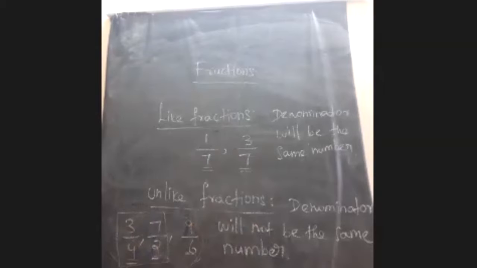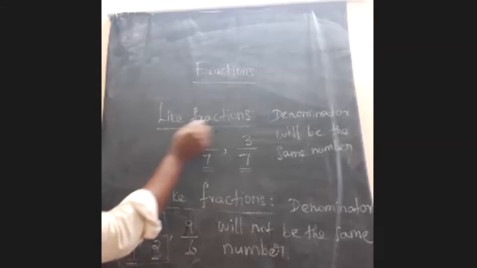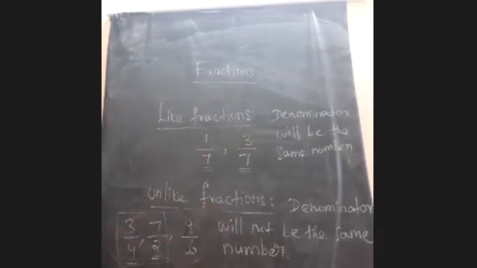Okay. So if you want to say two or more fractions are like fractions, those denominators should be the same. If you want to say two or more fractions are unlike fractions, then the denominators will not be the same. That means the denominators will differ from the others. Okay. So this is the simple explanation of like fractions and unlike fractions.